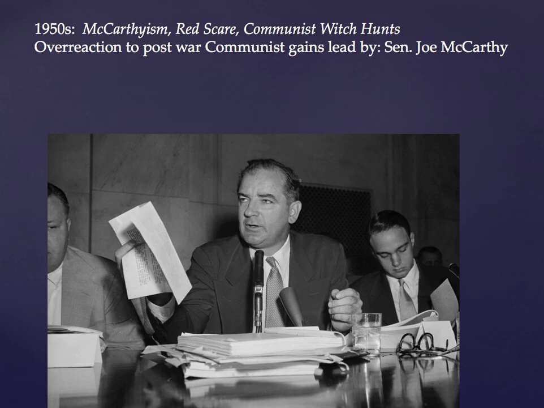Communist witch hunts, an overreaction really to post-war communist gains led by Senator Joe McCarthy. Okay, so this is kind of an ugly time in America and kind of an ugly time in Hollywood. A lot of Hollywood writers were sympathetic, you might say, to all this.